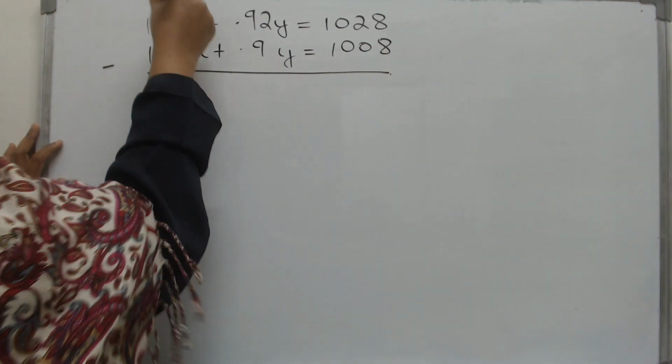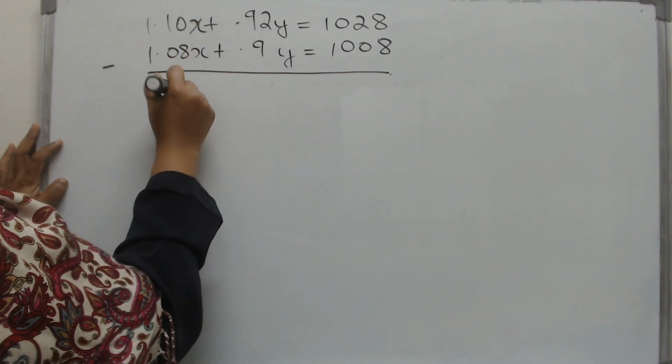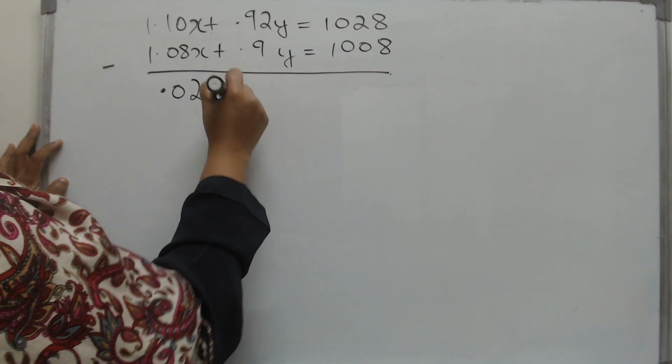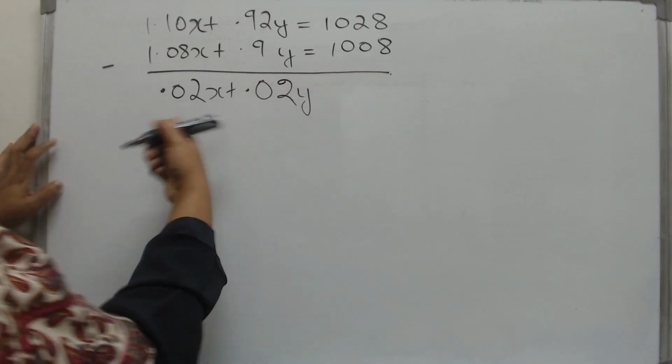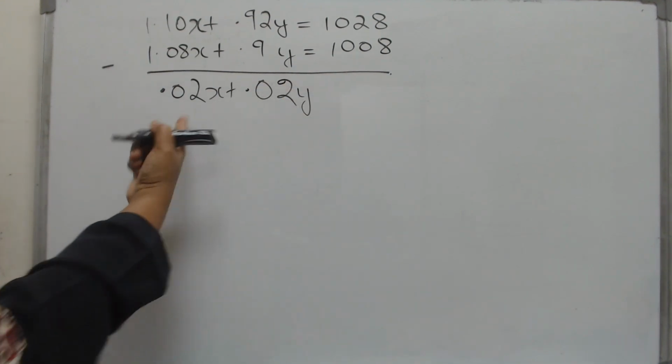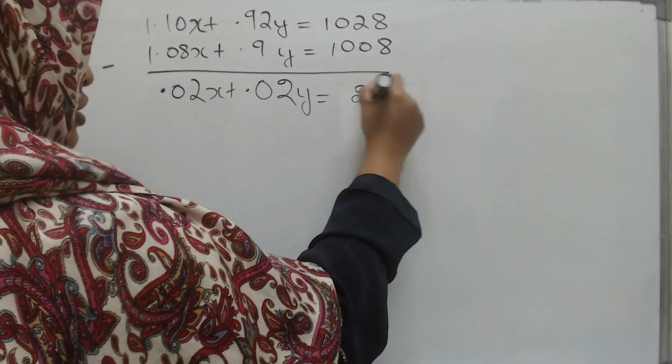Let us subtract the first two terms, then how will it look like? You will get a 0.02x, and what about this? This also. So this itself is good news, right? Both of them getting the same coefficient. And then when you subtract here, you get 20.